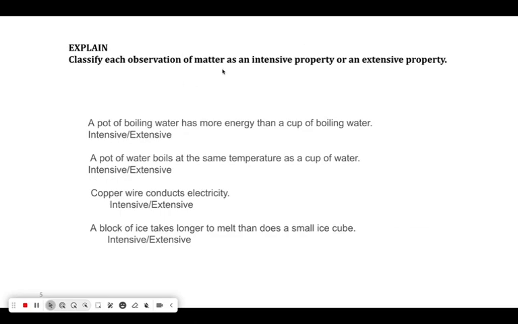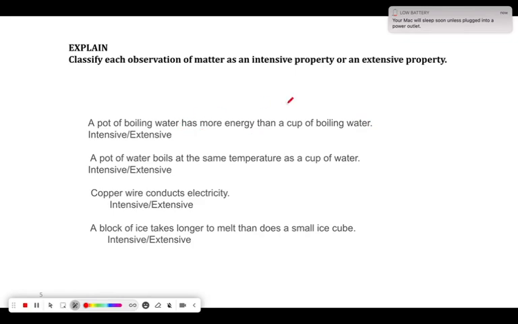Let's classify each observation of matter as an intensive or an extensive property. If a pot of boiling water has more energy than a cup of boiling water, the pot of boiling water is more water, so we say that's an extensive property. A pot of water boils at the same temperature as a cup of water. The temperature does not depend on how much water you have, so it's intensive.